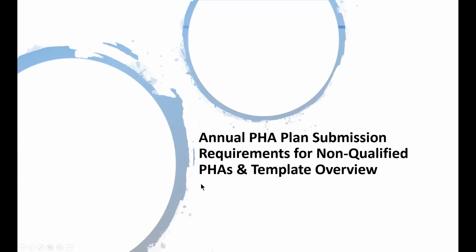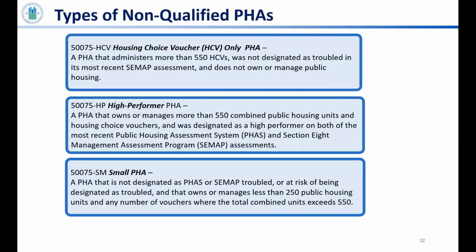We'll zoom through this because not every PHA has to do this. So remember, we had the qualified list of PHAs that are less than 550, non-troubled, et cetera, et cetera. So we'll zoom through this one.